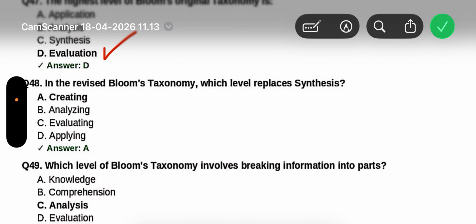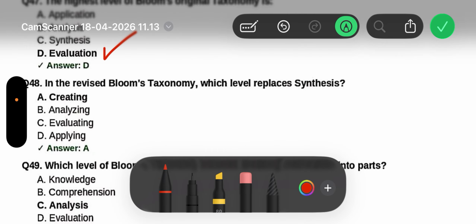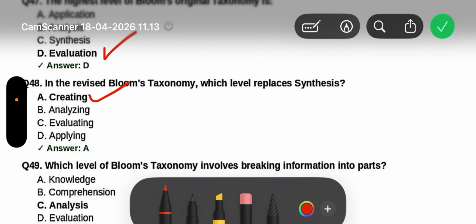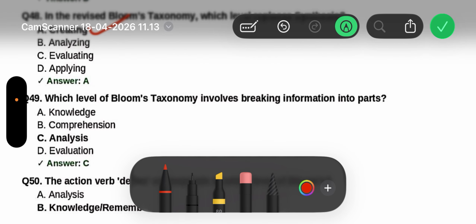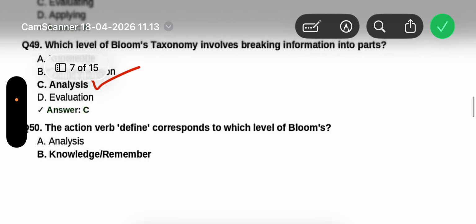Question number 48. In the revised Bloom's taxonomy, which level replaces synthesis? So it is creating. Creating replaces synthesis in the revised Bloom's taxonomy. Question number 49. Which level of Bloom's taxonomy involves breaking information into parts? So option C. In analysis, people are required to break information into multiple parts.